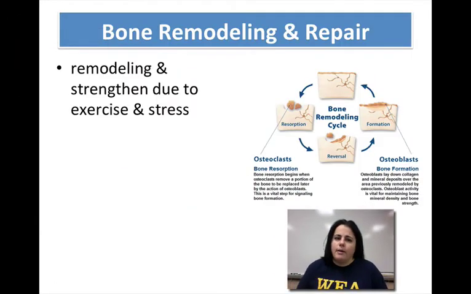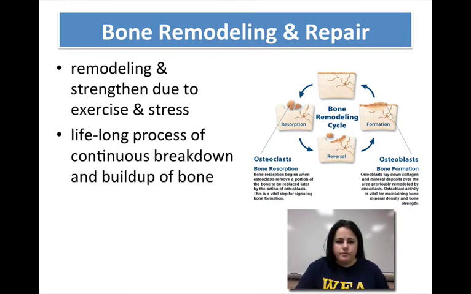Bones never really stop growing and repairing themselves. So bone remodeling and repair happens throughout your whole life. And it's because you're constantly putting your body under different stresses and pressures and exercise. And it's important that you do this because this is how your osteoblasts and osteoclasts do what they're supposed to.